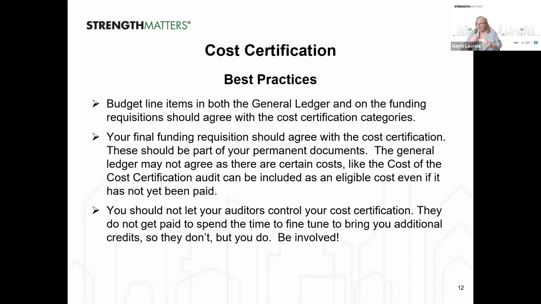So the funding requisition really ought to be part of your perm docs. We talked about how the general ledger might not agree. There may be certain costs, like the cost of cost certification, that can be included as an eligible cost even though we don't get the bill from the auditors. We know what the audit's going to cost, and so we're allowed to include it in the cost certification as a valid cost, even though we don't actually pay for that until sometime down the road. I think that's the only thing I can think of that is eligible even though it hasn't yet been paid. So you will have some reconciling differences, but take the time to understand them.